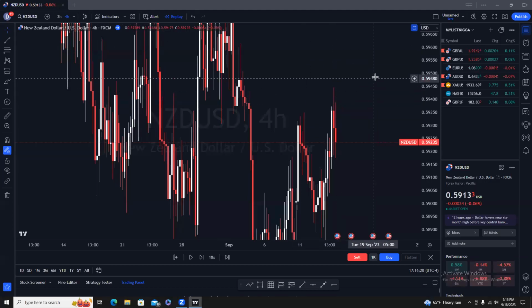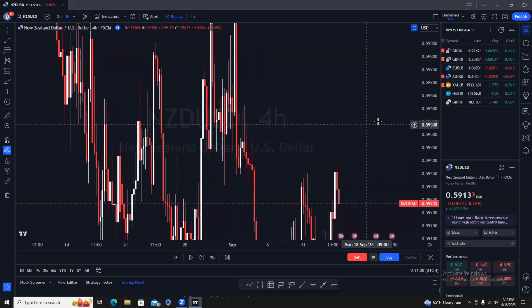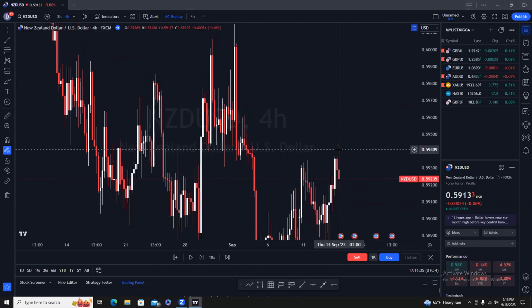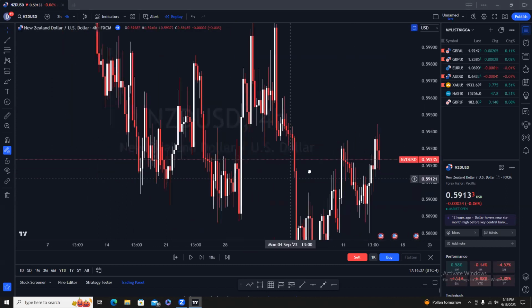All right. First things first, we're looking at price action, break of structure and retest, support and resistance. So we are on NZD USD. It's gonna be an example. So first things first, right?